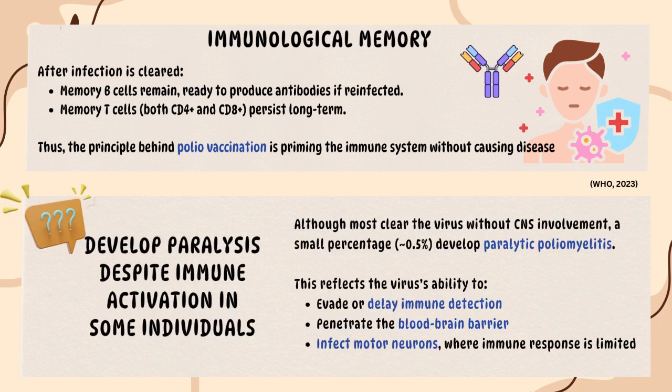However, in rare cases, about 1 in 200 infections, the virus reaches the central nervous system, particularly the motor neurons in the spinal cord. Even though the immune system is activated, it may be too slow or overwhelmed, allowing the virus to cause neuronal damage and paralysis. This could be due to a high viral load, delayed immune response, or individual differences in immune defense.